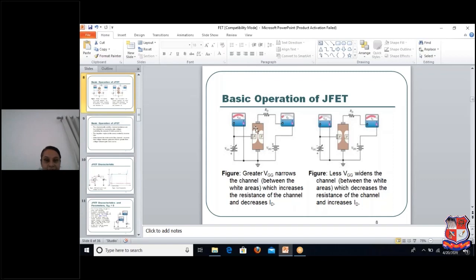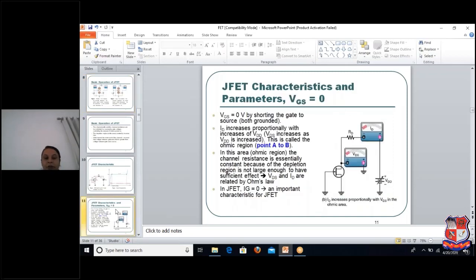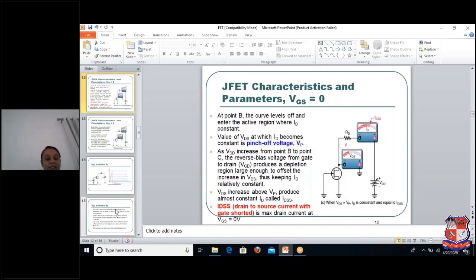Your depletion region is wider at this point and the structure looks like this, so your n channel becomes thinner. Okay, so we will see what happens. In this JFET, IG current is 0 because your gate to source voltage is 0. So IG is 0, an important characteristic of a JFET.